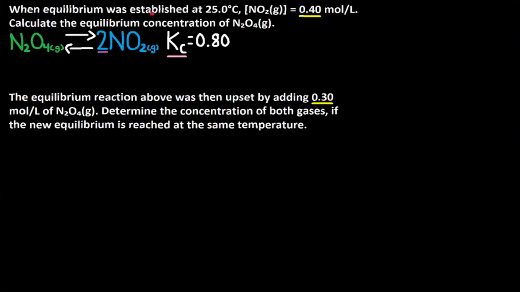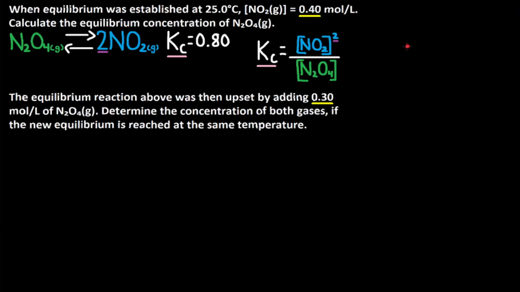When equilibrium was established at 25 degrees Celsius, NO2 gas is equal to 0.40 moles per liter. Calculate the equilibrium concentration of N2O4. So we don't need an ice table for this question because we don't have any initial amounts or initial concentrations. So to calculate the equilibrium concentration of N2O4, we're going to have to write the equilibrium constant expression. So Kc is equal to products divided by reactants. So we have NO2 to the power of 2, since it has a coefficient of 2, divided by N2O4.